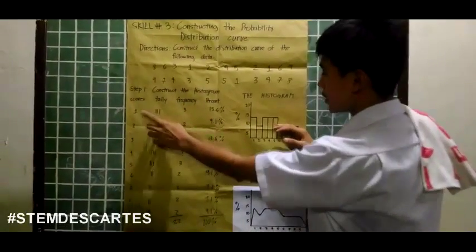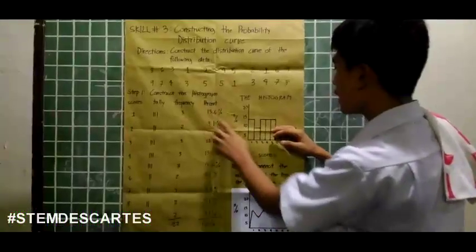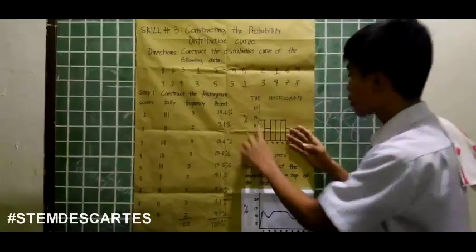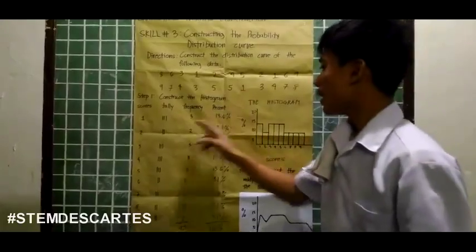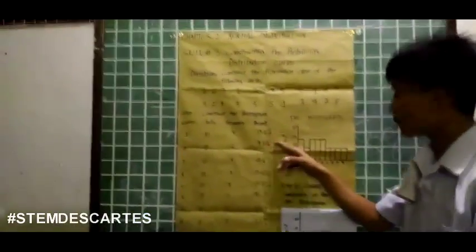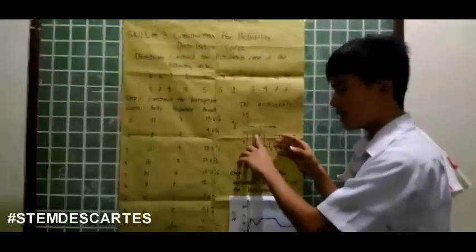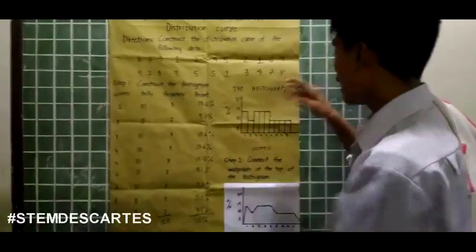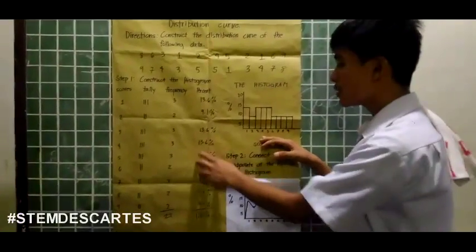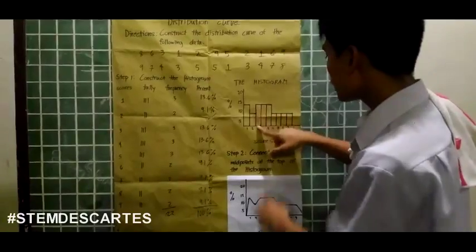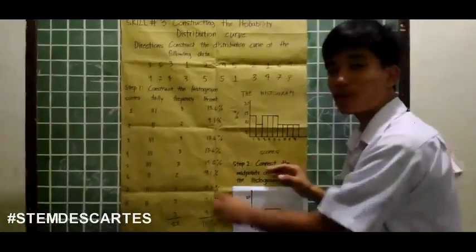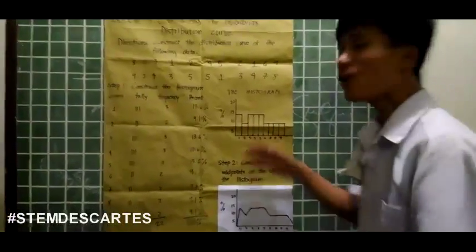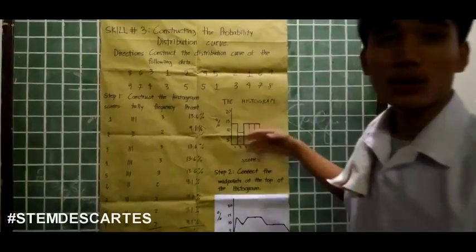For score number 1, our percent is 13.6%, so it's over here. Then 2 is 9.1%, and this is it. And 3, 4, 5 have 13.6%. And 6, 7, 8, 9 have 9.1%. Now we have constructed the histogram.